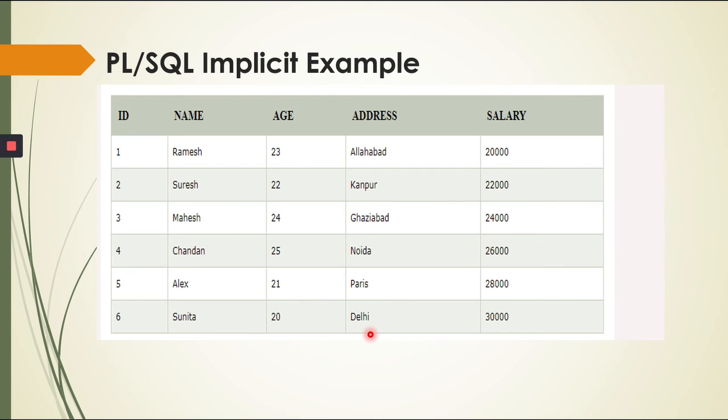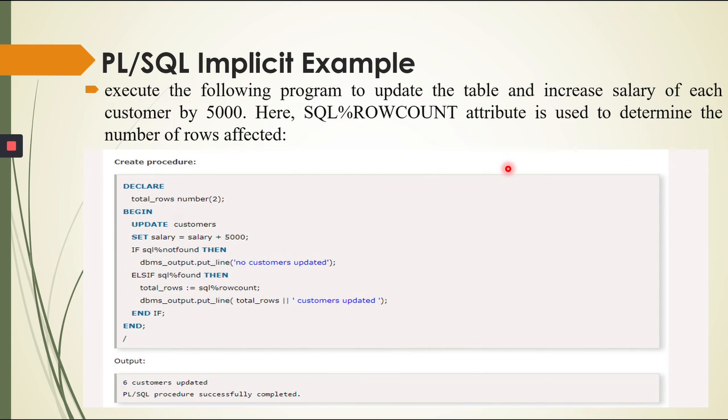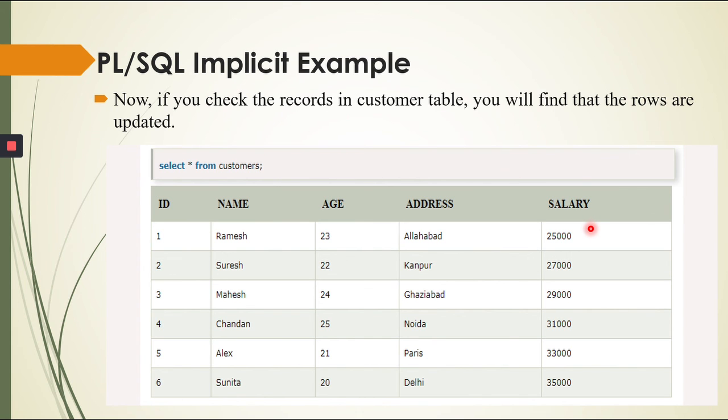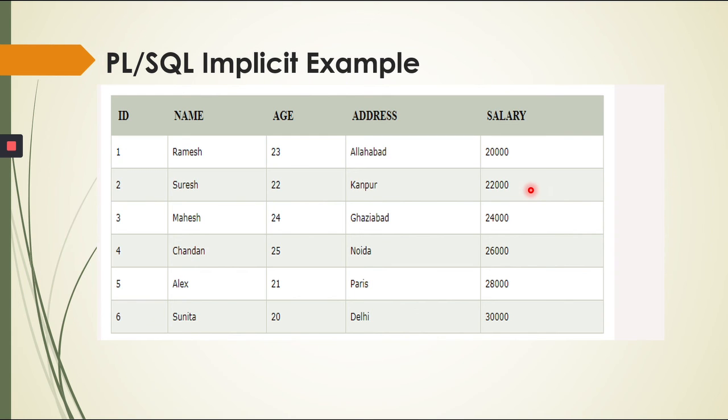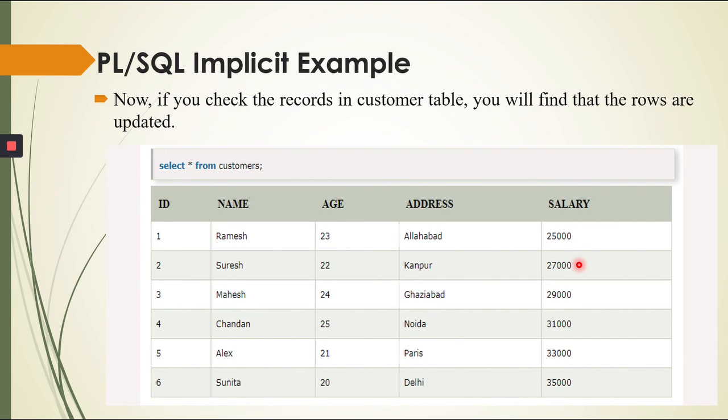Okay, so now here salary was 20,000, here it is updated to 25,000. Here I had 22,000, here I have 27,000. So all customers' salary is increased by 5,000. So this is the concept of implicit cursor. Thank you.